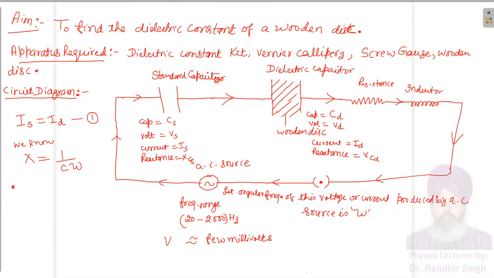So therefore you can very easily see that XCS will be equal to 1 upon CS omega. This is equation 2. And XCD will be equal to 1 upon CD omega. This is equation 3. Do you have any doubt about it? Is it okay? Is it clear? Because I want to go to new page. Please tell, at least one should speak.